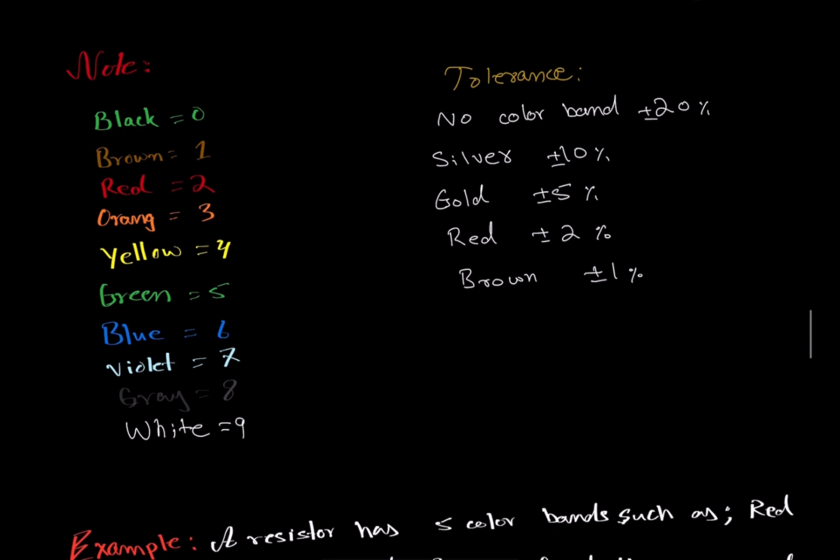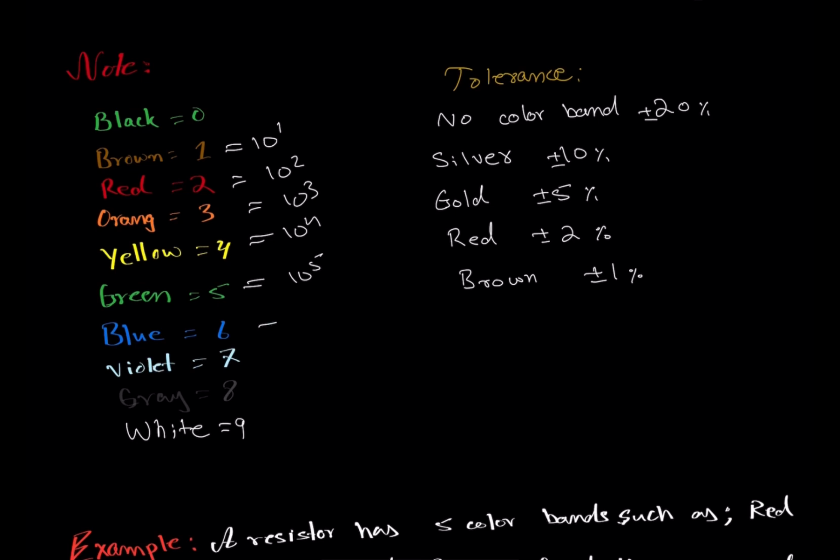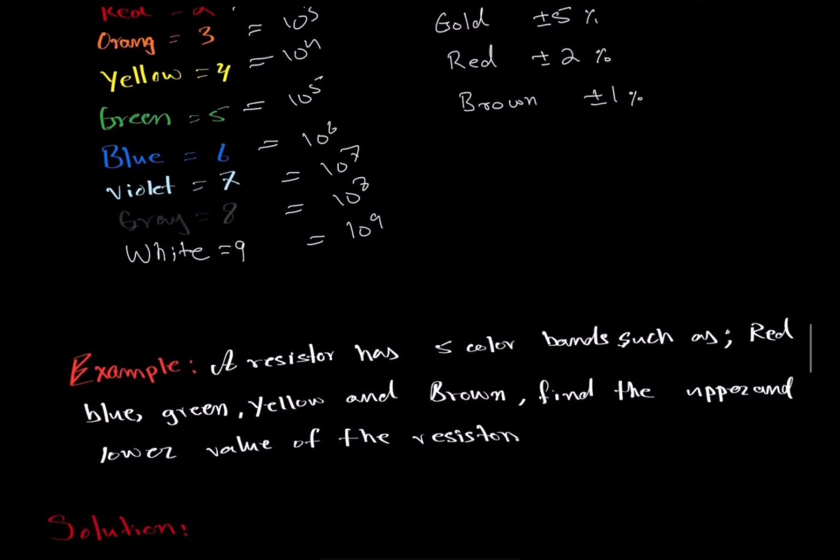Okay, we'll have some more examples here, don't worry. So the color codes are black 0, brown is 1. You can write these down: 10 to the 1, 10 to the 2, 10 to the 3, 10 to the 4, 10 to the 5. These are all multipliers, 10 to the 6, 10 to the 7, 10 to the 8, 10 to the 9. These are multipliers, and these are tolerance. No color band will be 20%. Silver is plus and minus 10%. Gold is 5%. Red is plus and minus 2. Brown will be plus and minus 1.